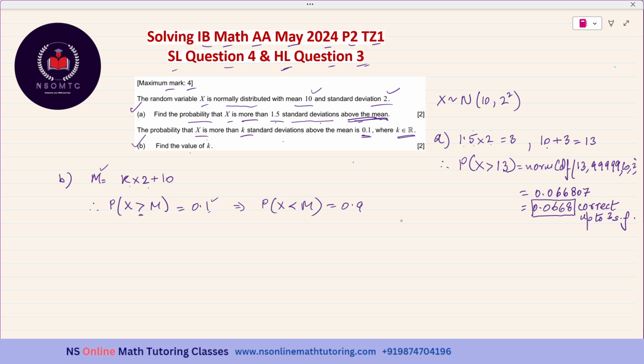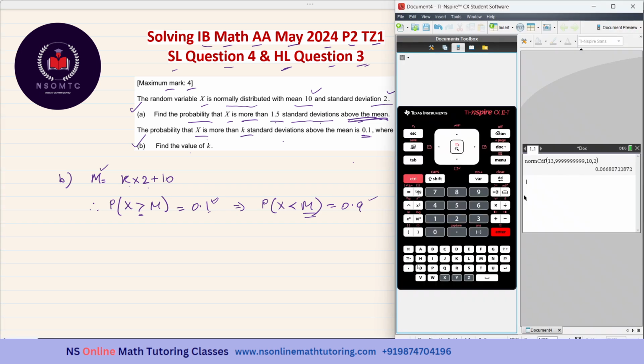Either it can be greater than or it can be less than. It is a continuous distribution, so you cannot have X equal to a single value; that is not possible. So less than or equal to, or greater than or equal to, the sum total of these two has to be equal to 1. Because this is 0.1, the other has to be 0.9. So now we have to get the value of m using the calculator.